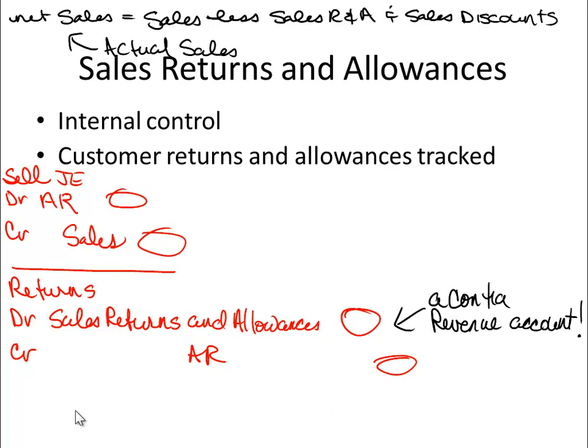Notice that when we compute net sales, or the actual sales that happened, we'll take the gross sales amount from the sales account less the debit balances in the sales returns and allowances account and the sales discount account to come up with net sales.